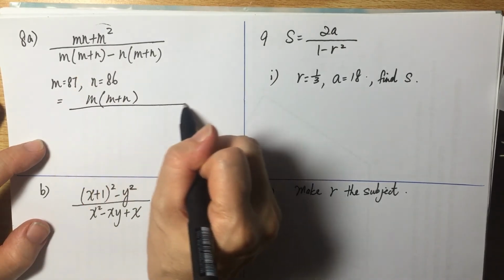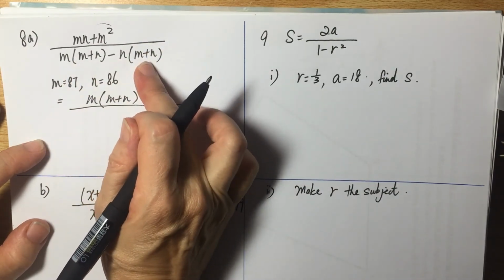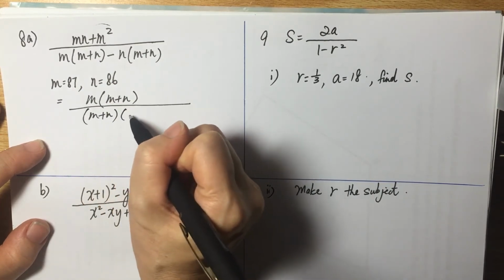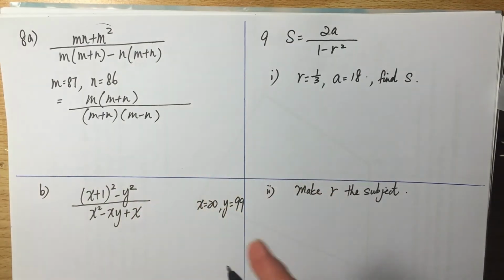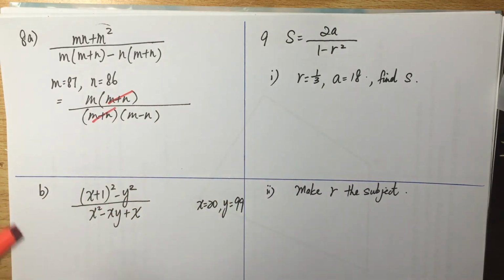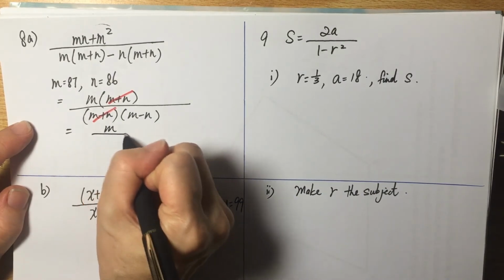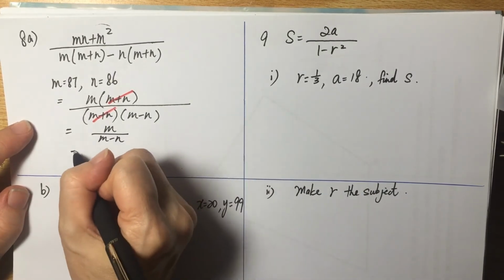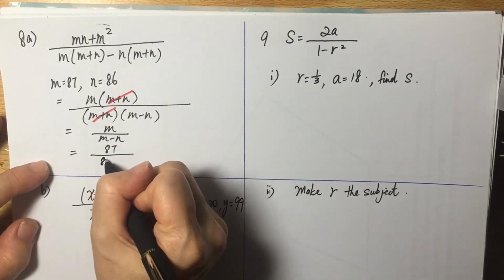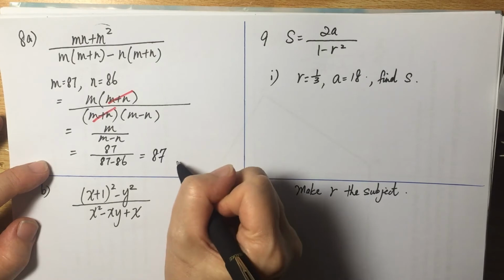I factorize the numerator. Also, the denominator contains 2 terms, and these 2 terms have a common factor of m plus n. So I take it out. So I have m minus n. So now I can see that if I divide both numerator and denominator by m plus n, then I'm getting a final answer of m over m minus n. Only when you reach this step, then you go and do your substitution. So this is 87, this is 87 minus 86, which is 1. So your answer is just 87.